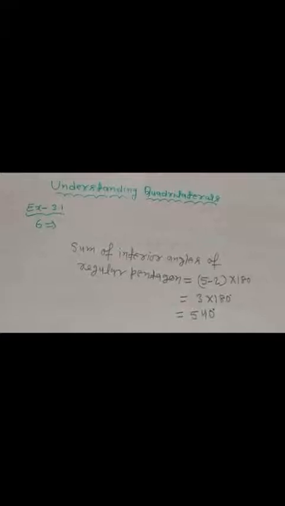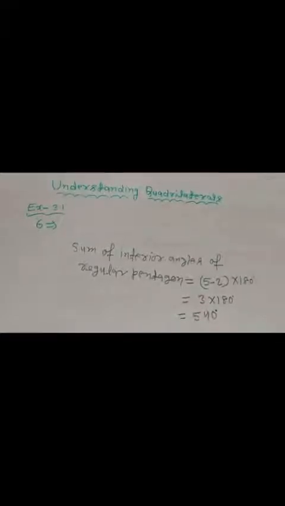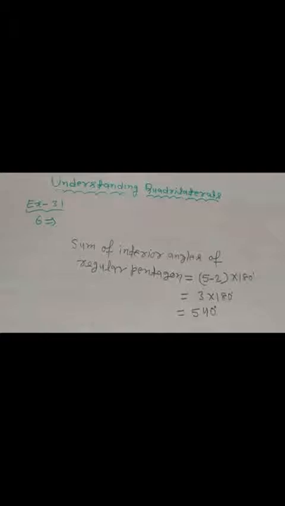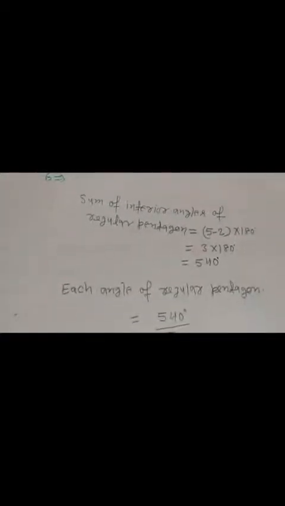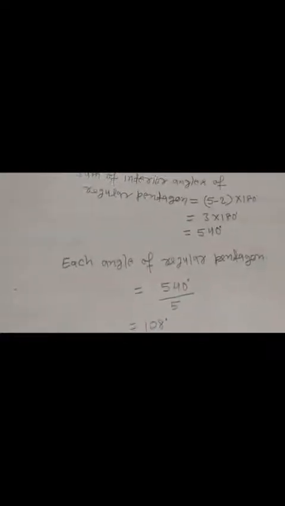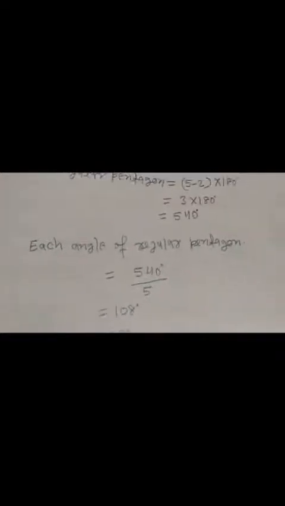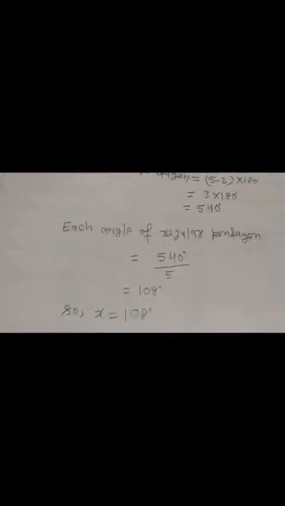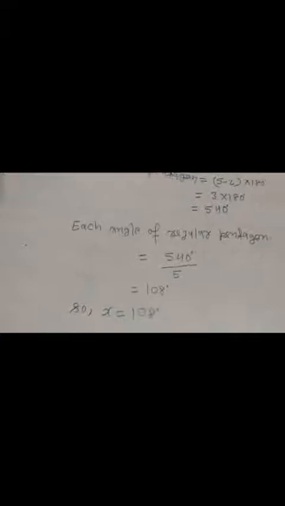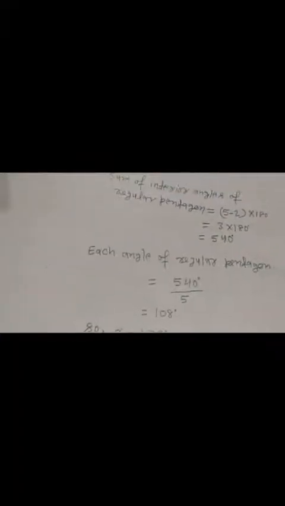So we find each angle of the regular pentagon, which has 5 angles. 540 is the sum of the 5 angles, so we divide 540 by 5 to obtain each angle of the regular pentagon. 540 by 5 is equal to 108. So one angle is x, and we can say the value of x is 108. I hope all of you understood.